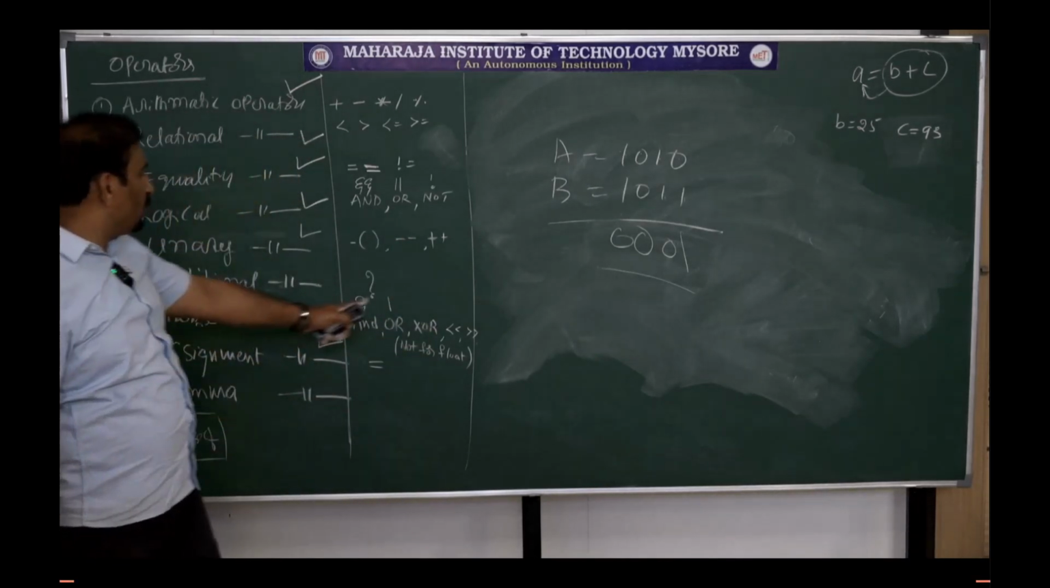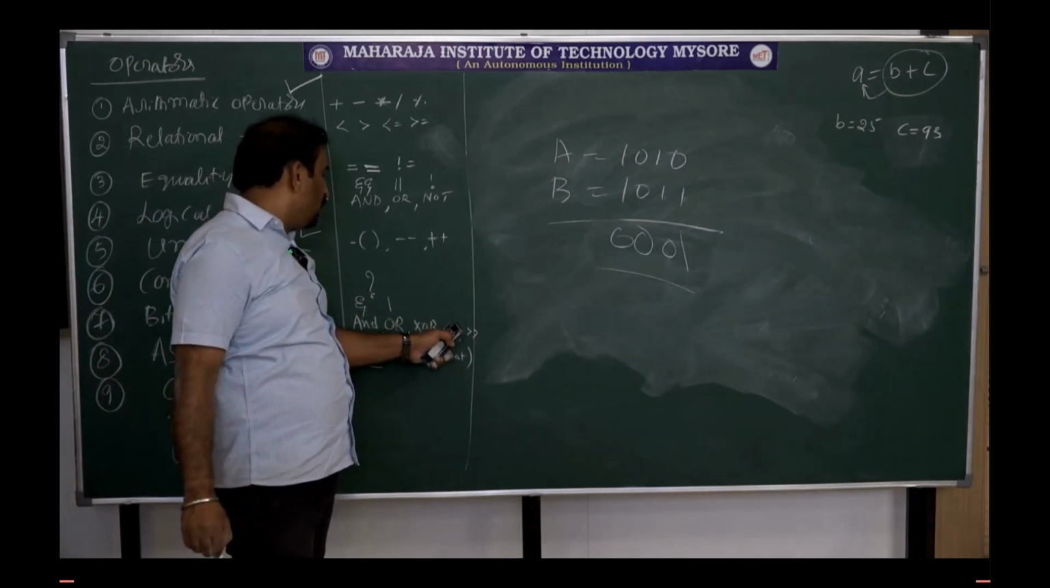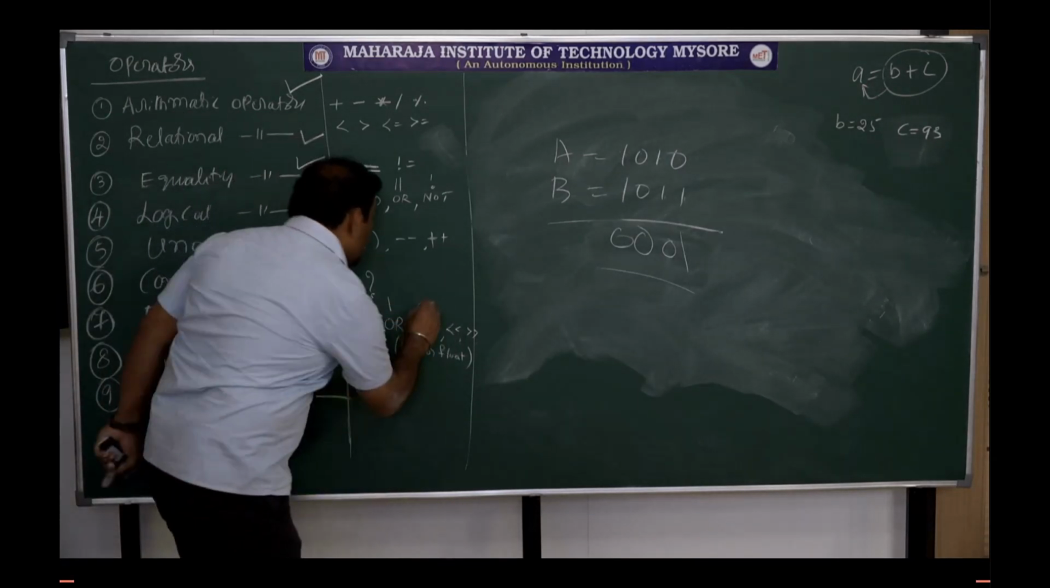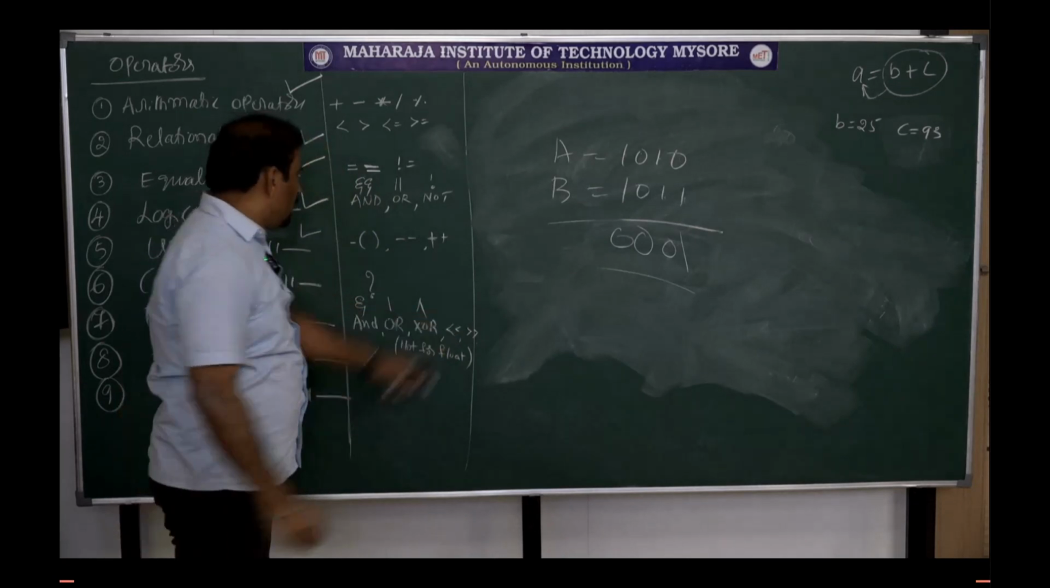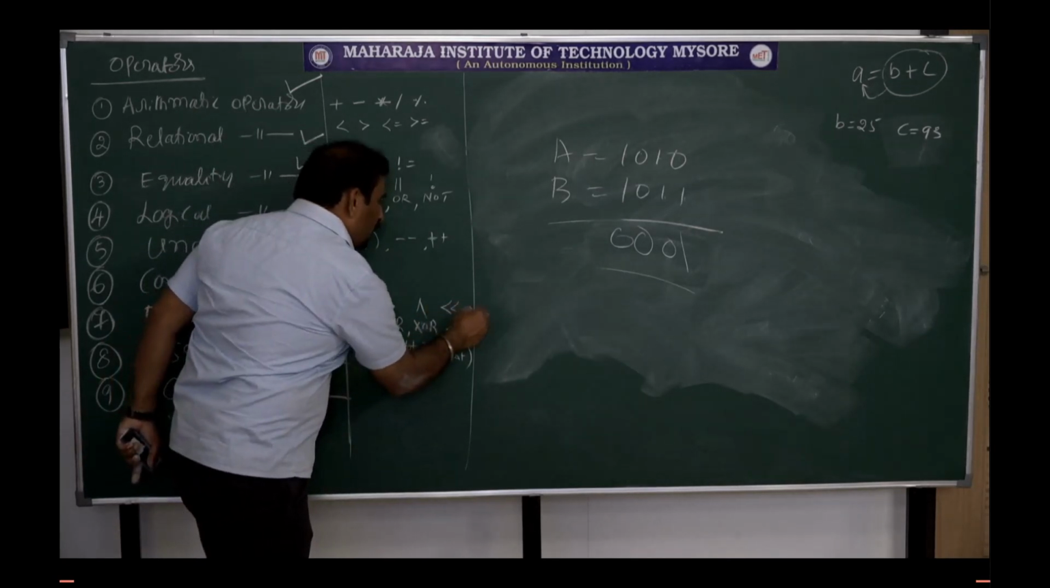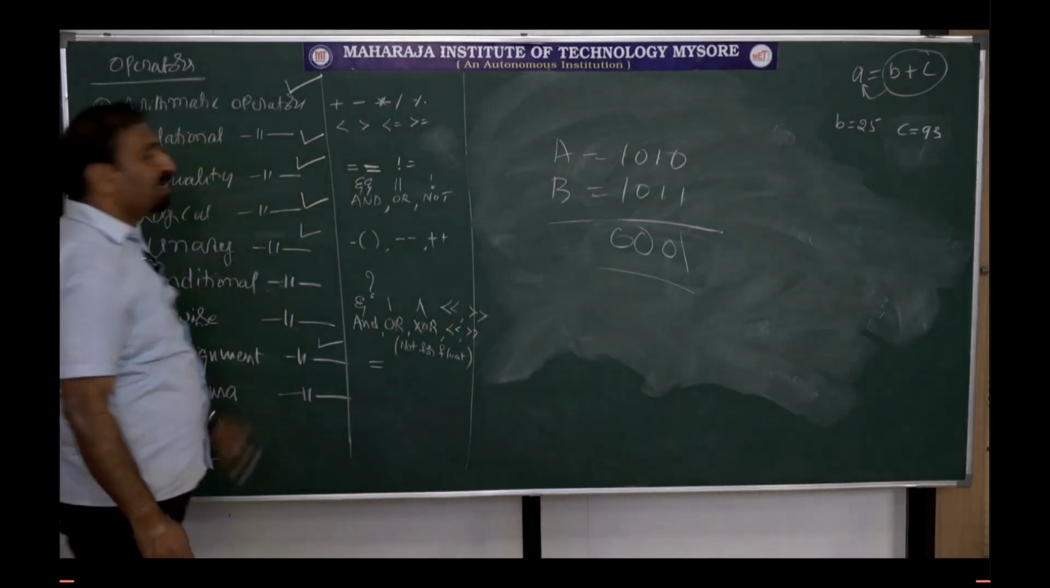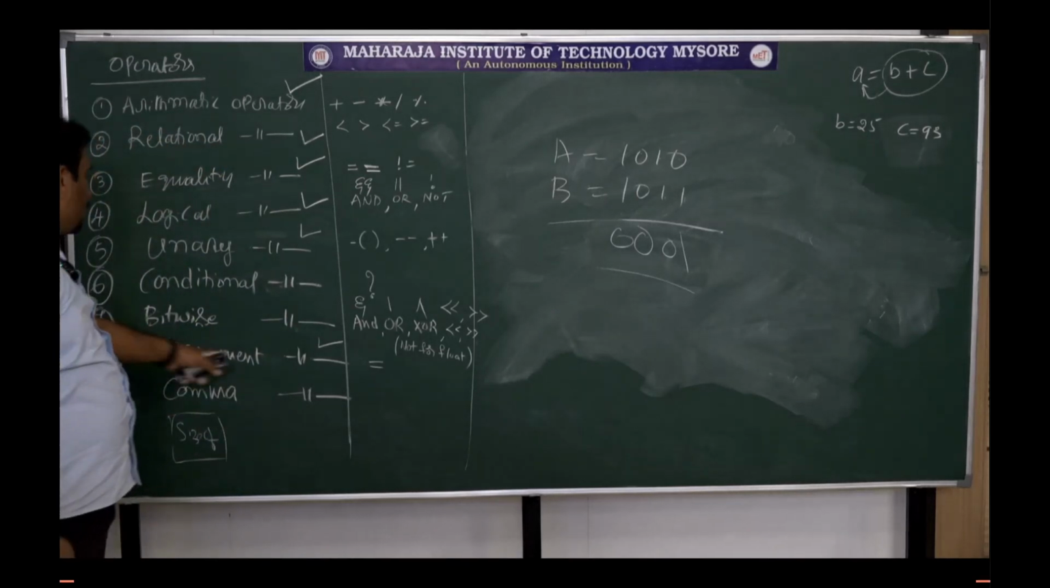Okay, and of course you have your XOR operation. Then you have your XOR operation, which is done with a single caret. Then you have your left shift and the right shift. So these are the 5 symbols you'll be using for a bitwise operator.